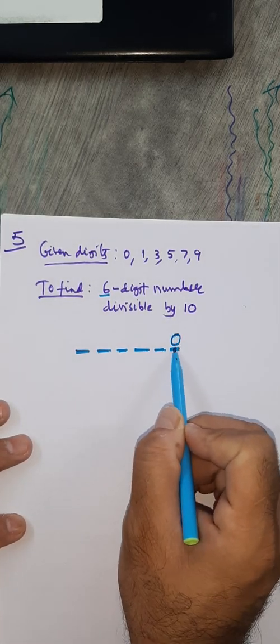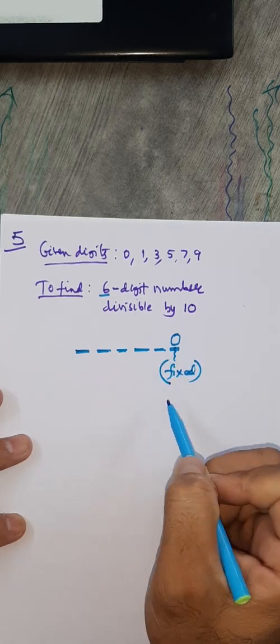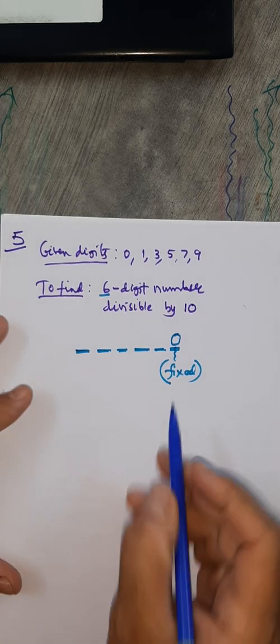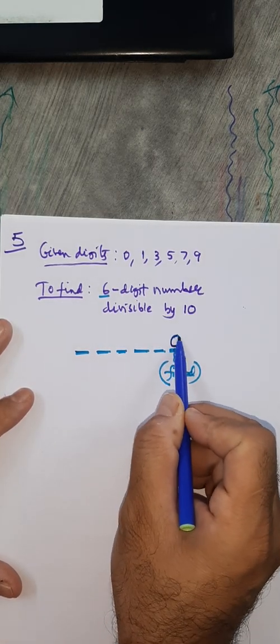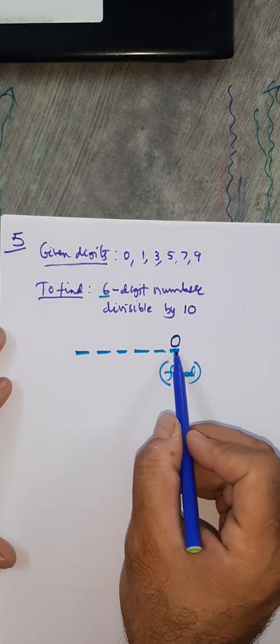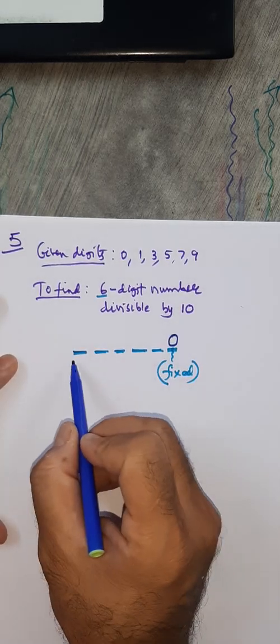तो इस 0 को फिक्स कर दो, इसको हटाना ही नहीं है. Remember, this is fixed. You cannot change this. आप अगर ये 0 को यहाँ से हटा देंगे तो the number won't be divisible by 10. Number is divisible by 10 only when you have the 0 at the unit place. वो आप जानते हैं. ओके अब कितने पोजीशन बची?